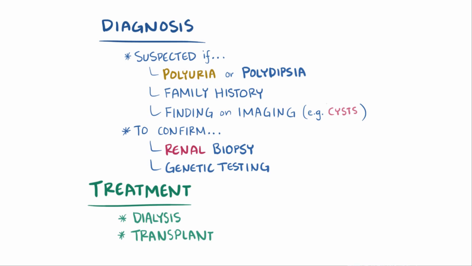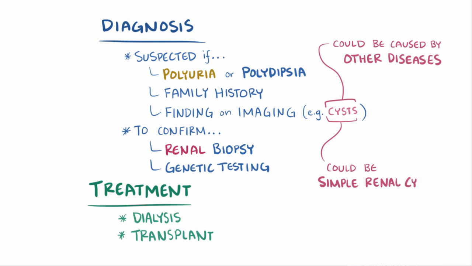Having said all that, it's important to remember that renal cysts can be caused by a lot of other diseases, and they can also just be simple renal cysts, which are common age-related findings that tend to be in the cortex and don't usually cause any problems.